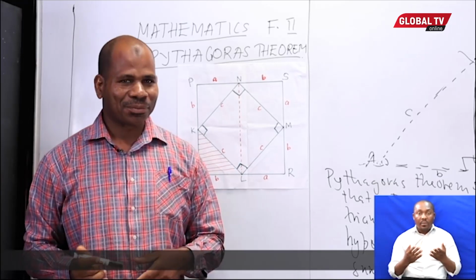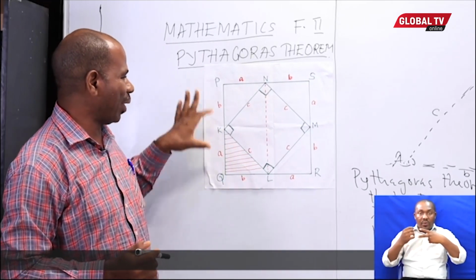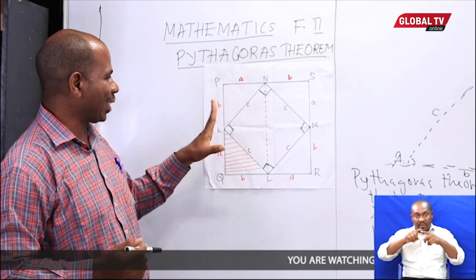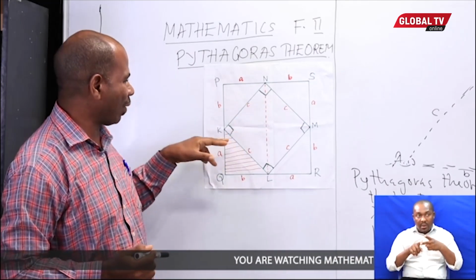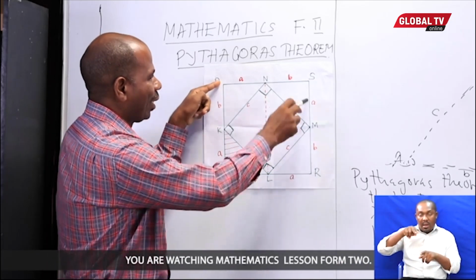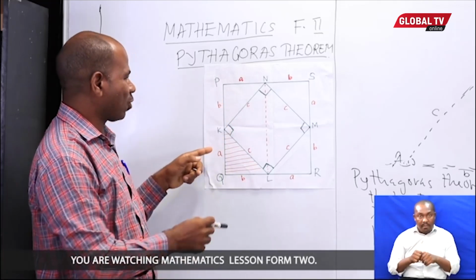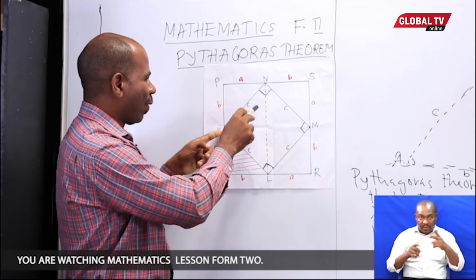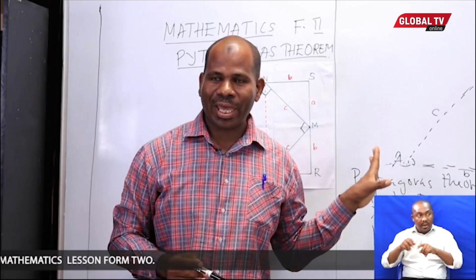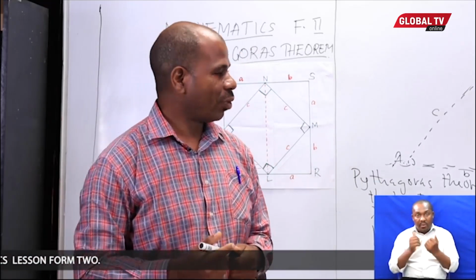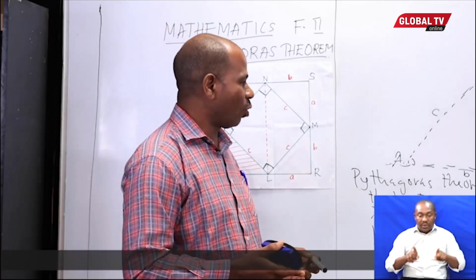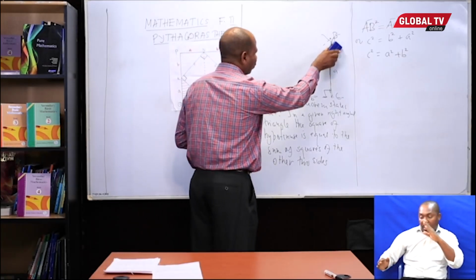Here we have two squares. The first square is PQRS, and another square which lies inside the first square is KLMN. So using this, it is possible to prove the theorem which says that the square on the hypotenuse is equal to the sum of the squares on the other two sides.